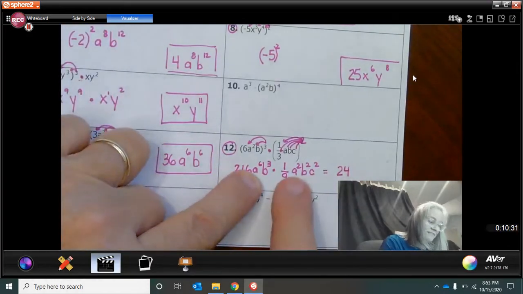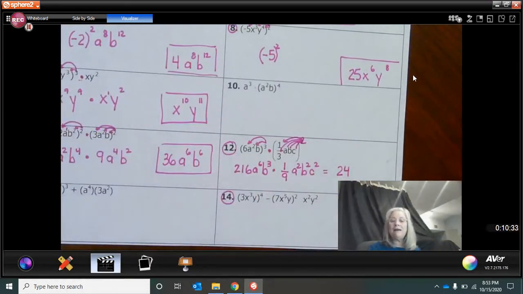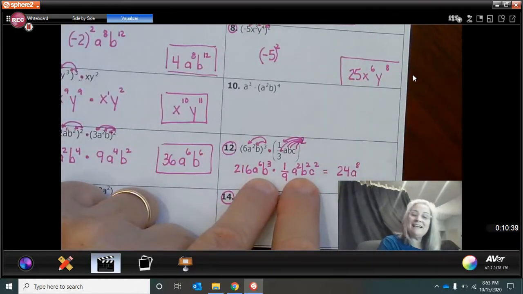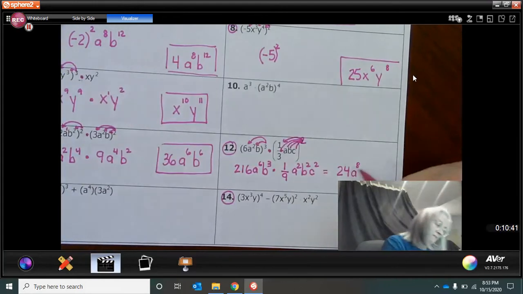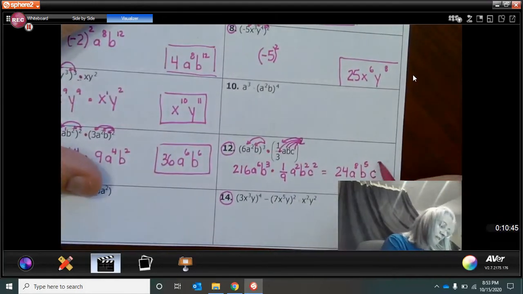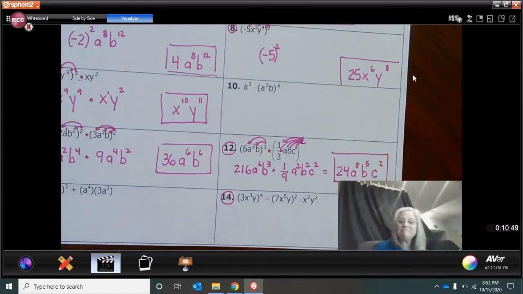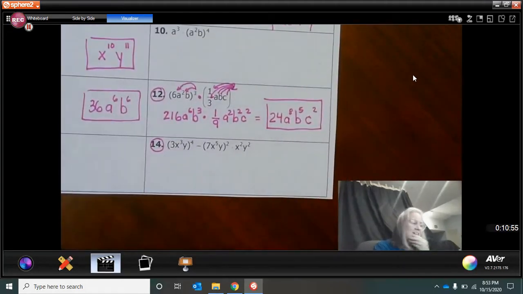I have a to the 6th times a to the 2nd. When we multiply, we add, so you get a to the 8th. I have b to the 3rd times b to the 2nd. When we multiply, we add, that's b to the 5th. And then we have a c squared by itself, so there is your final result. Okay? Then I thought it would be good. I think I'll just do 14, because we do need to do the geometric shapes next.